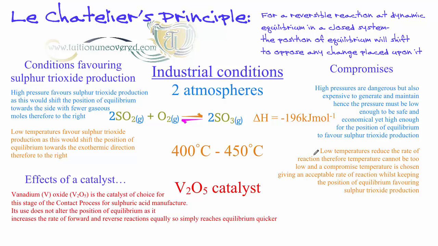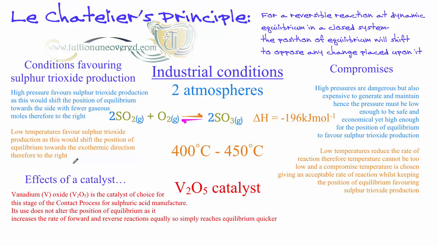Temperatures. Low temperatures reduce the rate of reaction. Therefore, the temperature cannot be too low, and a compromise temperature is chosen, which is high enough, giving an acceptable rate of reaction whilst keeping the position of equilibrium favouring sulfur trioxide production. Yes, hopefully that was clear and straightforward. These are the actual conditions used for the industrial production of sulfur trioxide, the contact process. 2 atmospheres, 400 to 450 degrees Celsius.